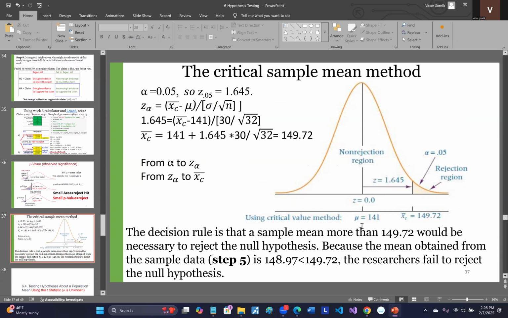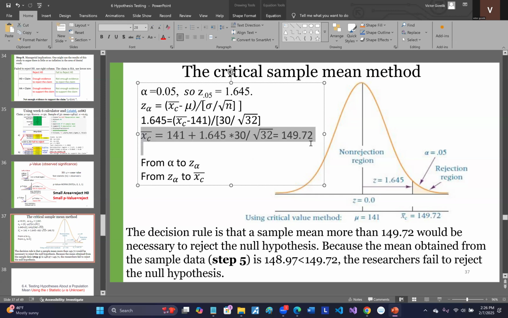In the last problem, z critical is 1.645. The corresponding x critical can be found from the formula for the z-score. Z is equal to the difference between x and mu over standard error. For mu equals 141, sigma equals 30, and n equals 32, we have x critical of 149.72. If the sample mean is greater than this critical x, we reject the null hypothesis, otherwise, fail to reject.